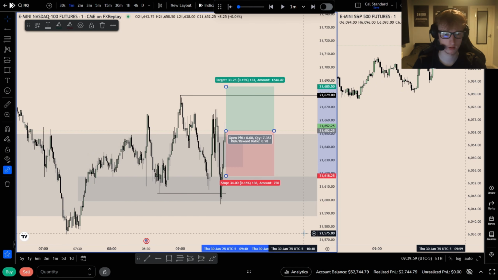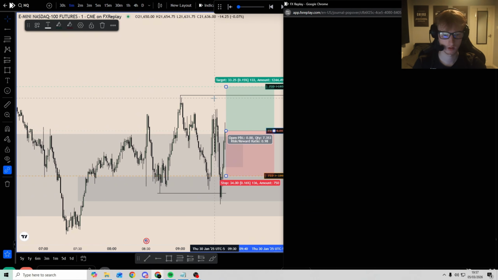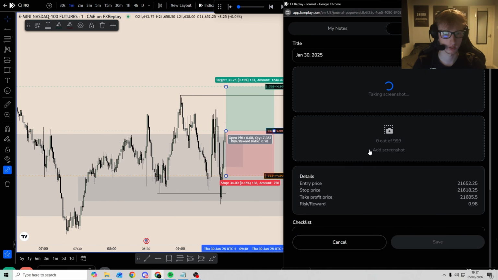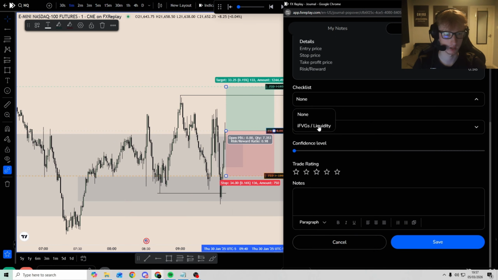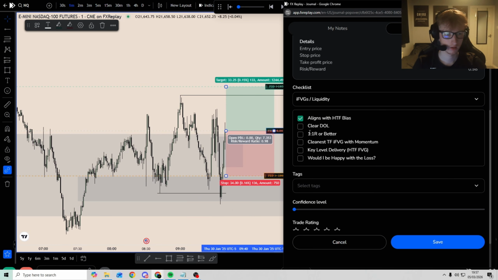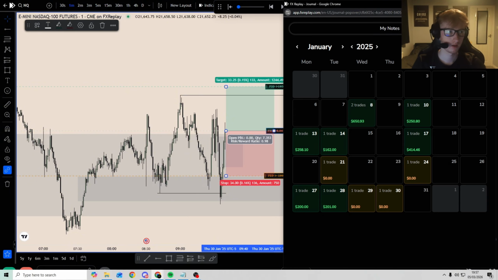Let's see if we can catch another winner for the end of the session. And obviously break even is at that intermediate term high, so it aligns with my bias. Clear draw on liquidity. There's still the new accompanying gap above. Cleanest time frame IFG with momentum. Yep, super good momentum. Clear delivery, and I'd be happy with a loss here.